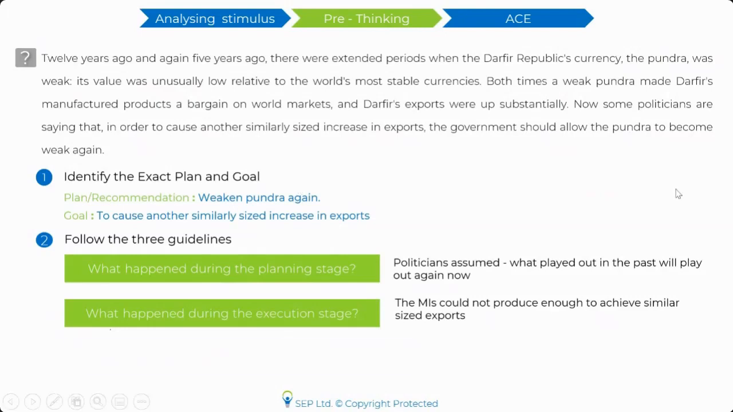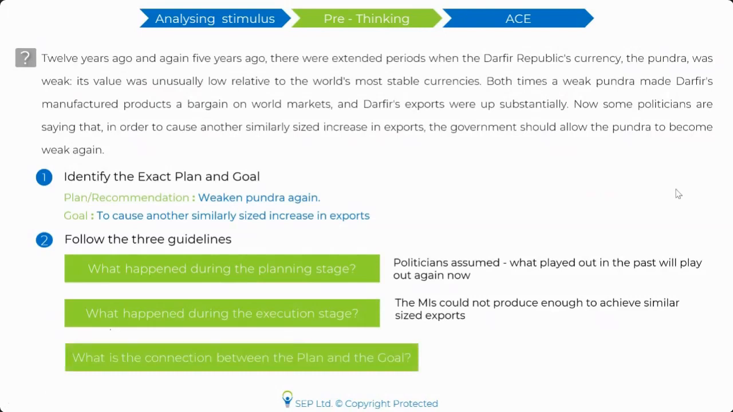Finally, what is the connection between the plan and the goal, guys? What other connection can you think of between the plan and the goal? Yes, any one of you? Something that would weaken the plan or something that is required for the plan to work. The goal is to achieve a similar size increase in export. When you're exporting, what does it mean? You're selling to other countries. I think somebody did say earlier.